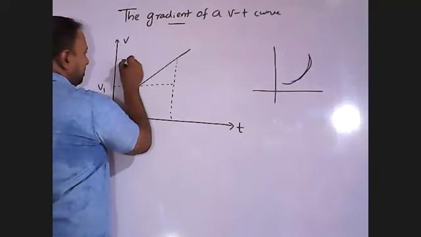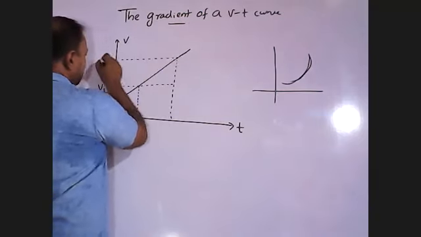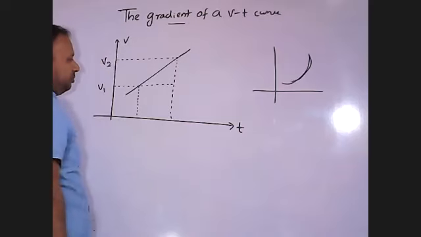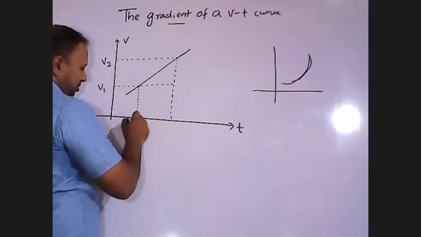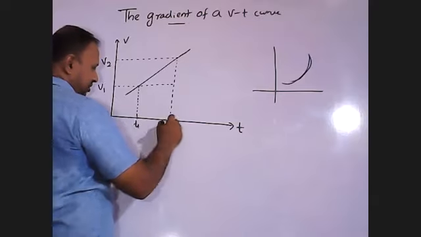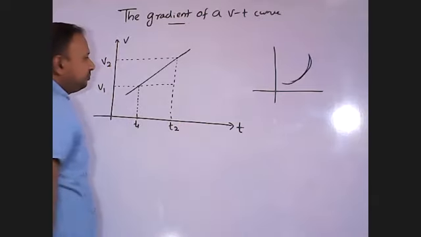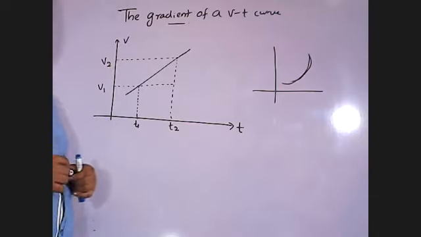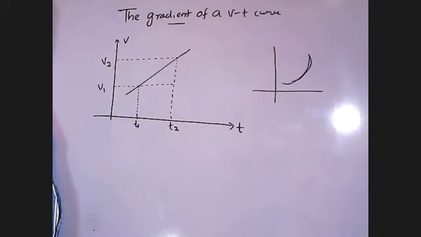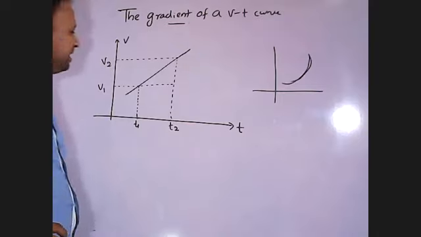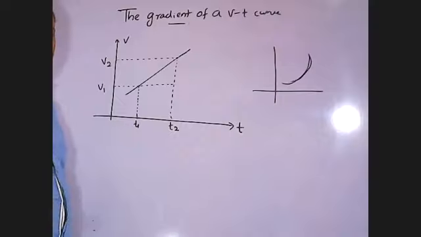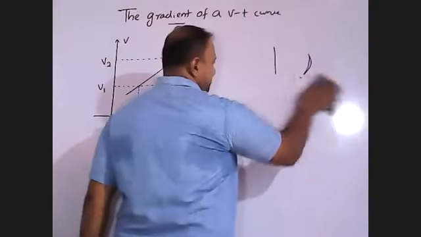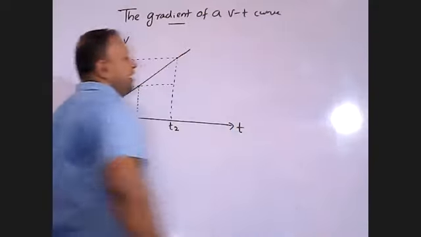Suppose we have V1, V2, and some T1, T2. So how to find the gradient of a straight line? Divide the y coordinates by the x coordinates of two points. Very good, very good. That is the answer.